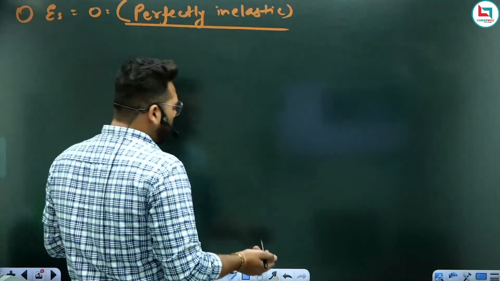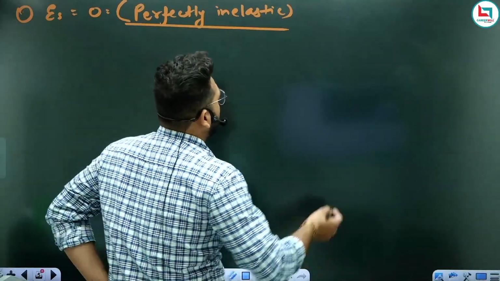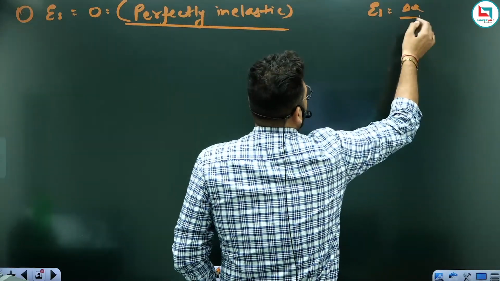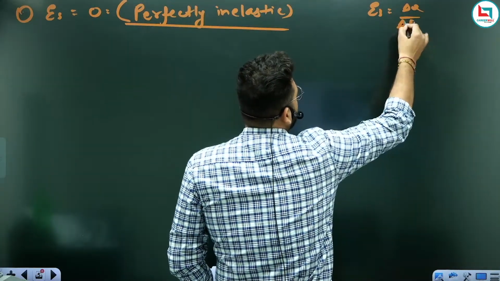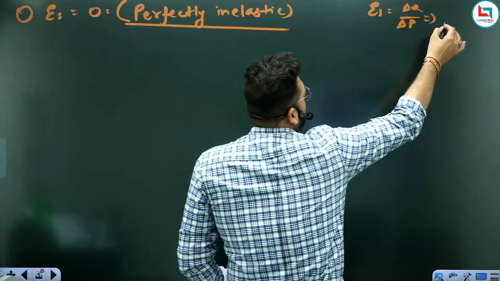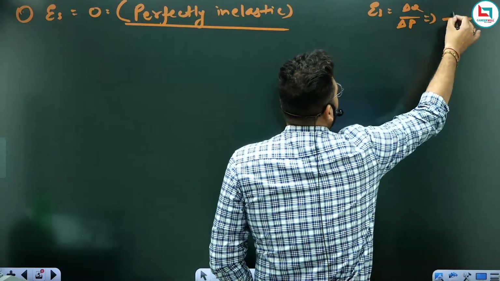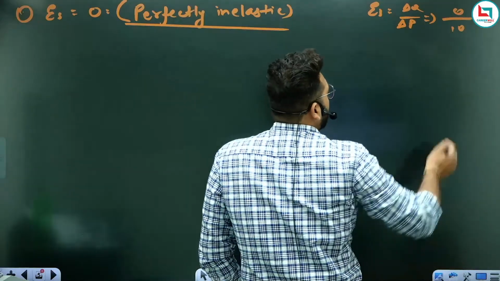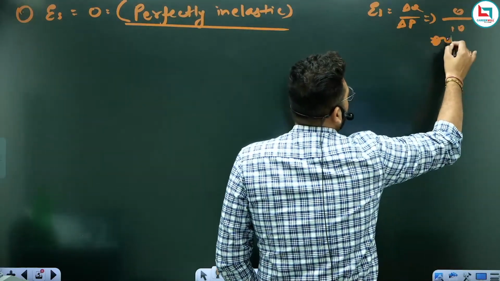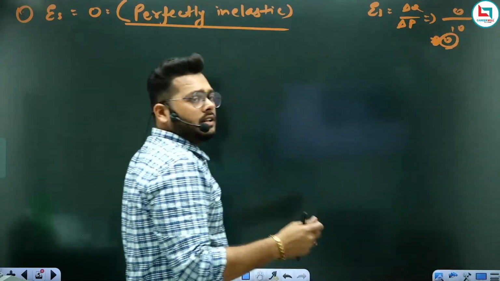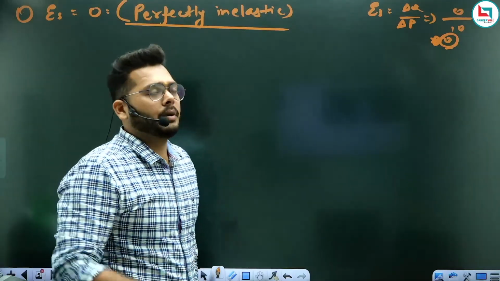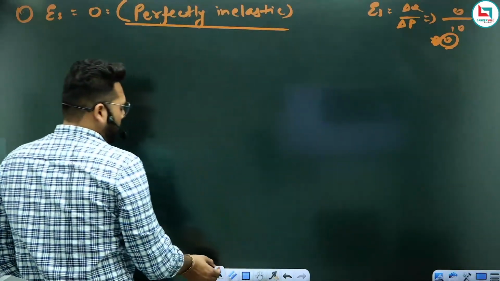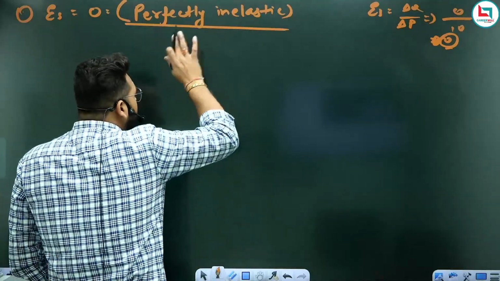So what will be the curve? As you all know, ES equals percentage change in quantity supplied upon percentage change in price. If price changes by 10%, quantity is the same, so 0 upon 10 equals 0. There is no change in the quantity supplied by the producer, so it becomes 0. That is why this is called perfectly inelastic.